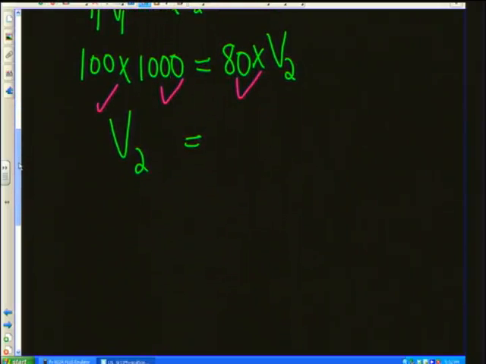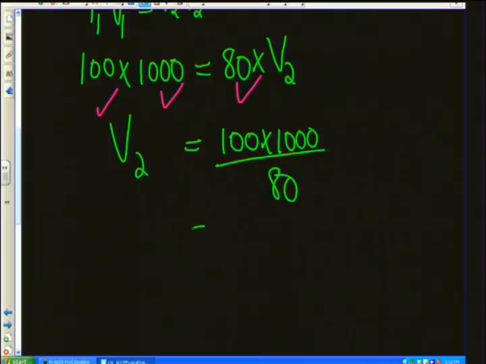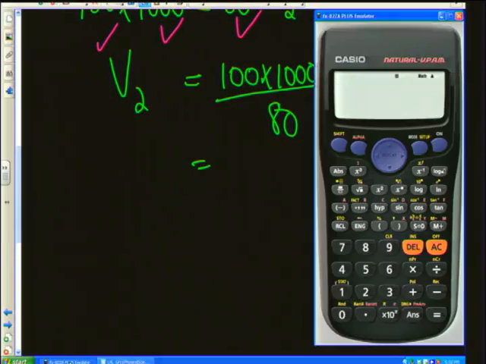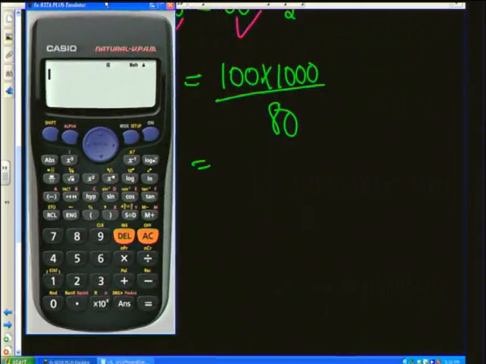So V2 will be equal to 100 times 1,000 divided by 80. And what is that? Let's work it out. We do have a calculator here. So we've got 100 times 1,000 divided by 80. What do we get? 1250.